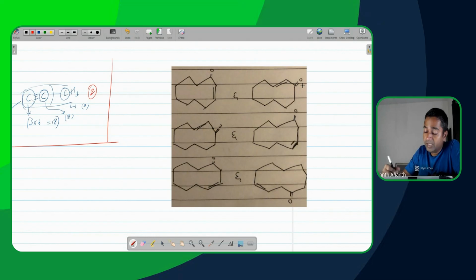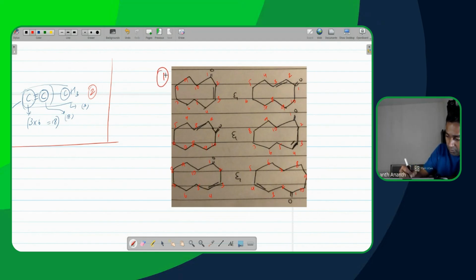So let's number the carbons, shall we? 1, 2, 3, 4, 5, 6, 7, 8, 9, 10, for each of the structures. Let me name the compounds as well now. I'm going to call these structure 1, structure 2, structure 3, structure 4.